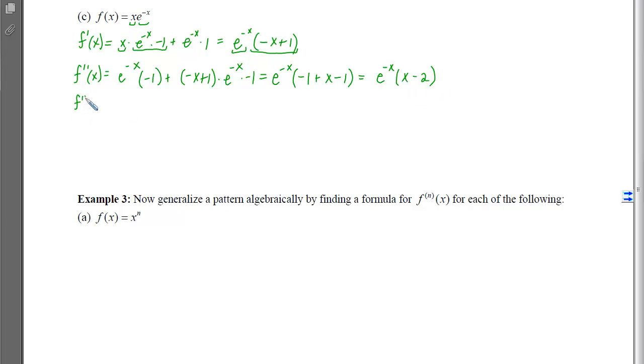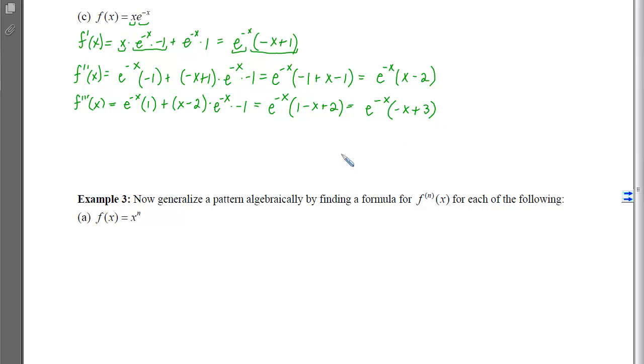So let's try it again. Third derivative, I'm going to keep doing this until I start to see a pattern. Third derivative, I have the first one times the derivative of the second plus the second times the derivative of the first. Factor out the e to the negative x. I have a 1 minus an x plus a 2. So I get an e to the negative x times a negative x plus a 3.